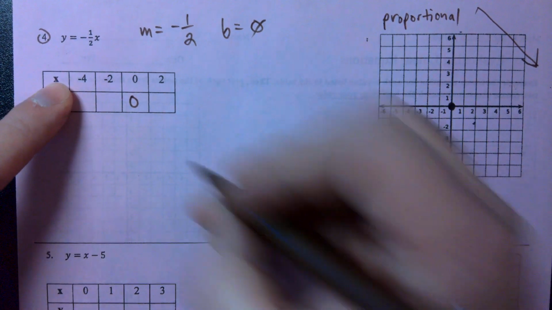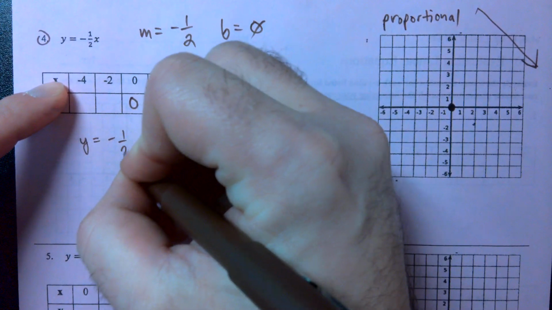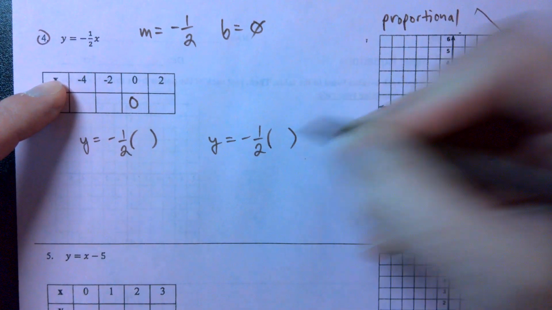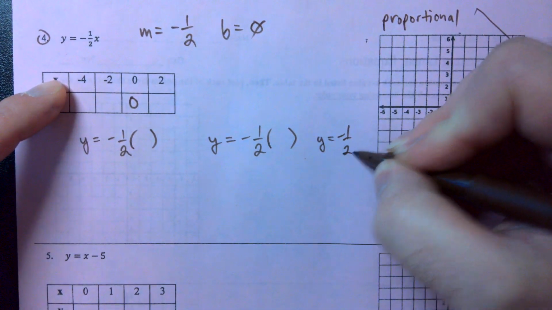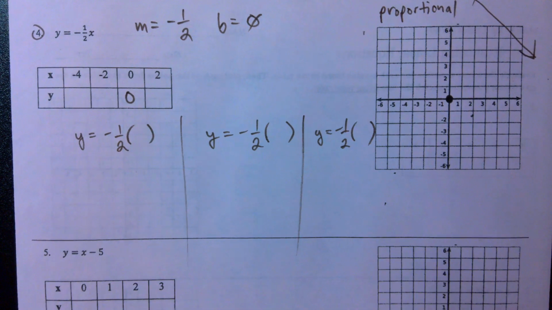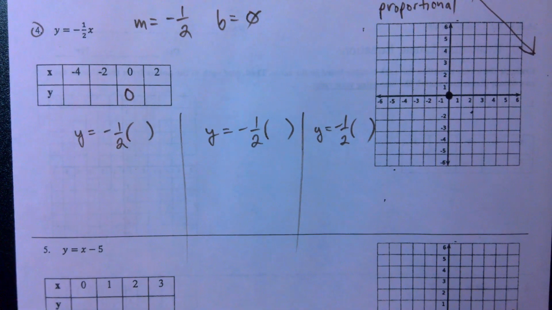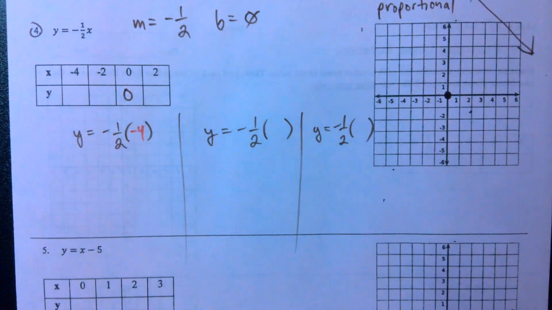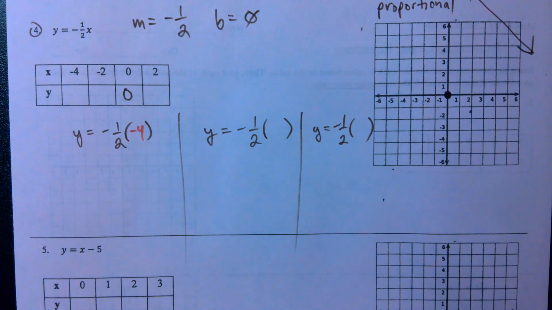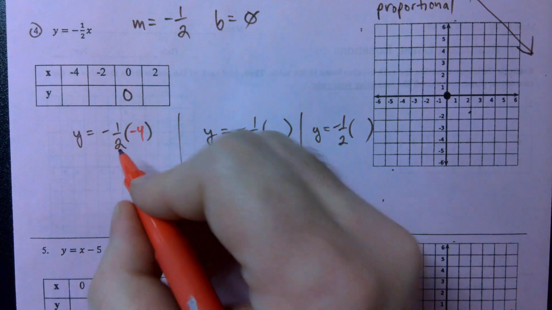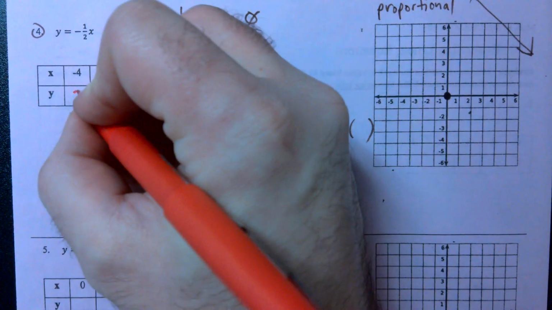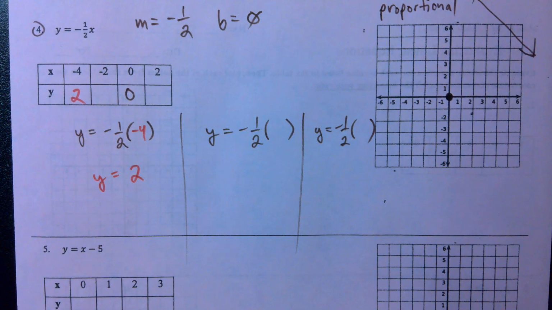Let's plug some numbers in. I'm going to rewrite y equals negative 1/2 x 3 times, because I have 3 values to plug in. I can skip the 0 because I used what I know. The first number I plug in is negative 4. All right. Now, if I have a negative times a negative, what is that always going to give me? Positive. A positive. And what is 1/2 of 4? 2. There's my first output, my first y value.